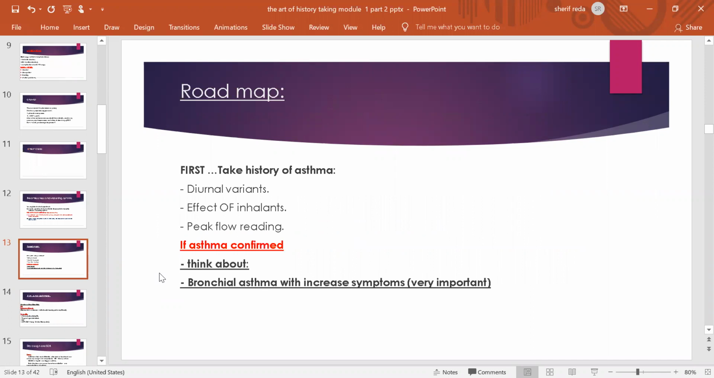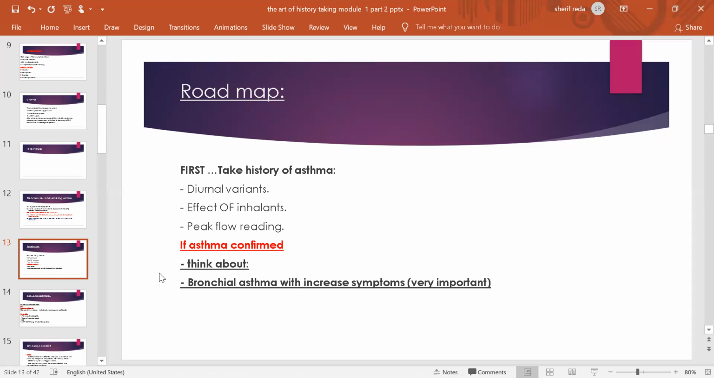So how do we start with this case? Breathlessness with worsening asthma. First, you have to confirm that this patient is having asthma. What are the things you ask the patient about to know if this patient is a true asthma patient or not? First, ask about diurnal variation. Is it worsening by night or not, or is your asthma changing from day to night? The effect of inhalants, is it improving with inhalants or not? And the peak flow reading.